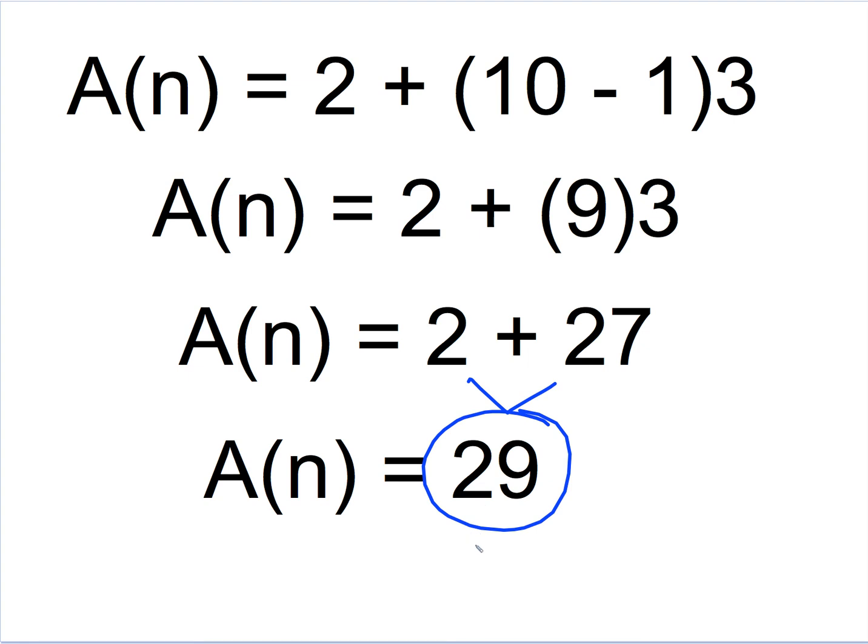And if you test it, you start with those numbers, 2, 5, 8, 11, 14, 17. If you go through all the way to the 10th term, you will discover that 29 is indeed the 10th term in that sequence.